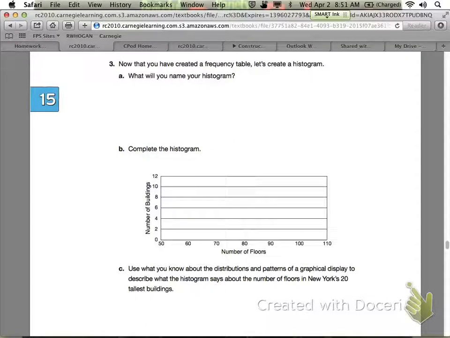Okay, if we turn to page 1044 then, for number 3 it says, now that you have created a frequency table, let's create a histogram. Go ahead for letter A. We should know from the previous page what we will name our histogram, the number of floors in New York's 20 tallest buildings. Go ahead and create your histogram for letter B with your group members.